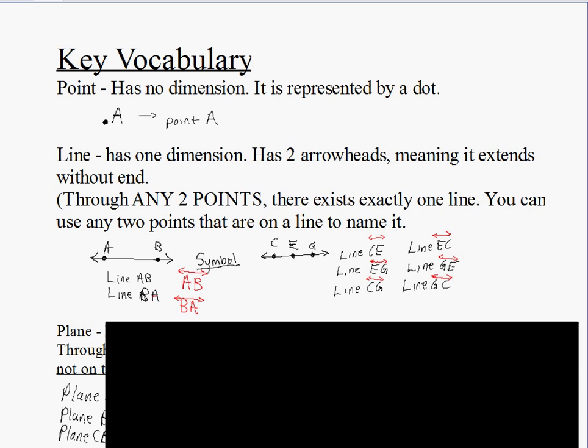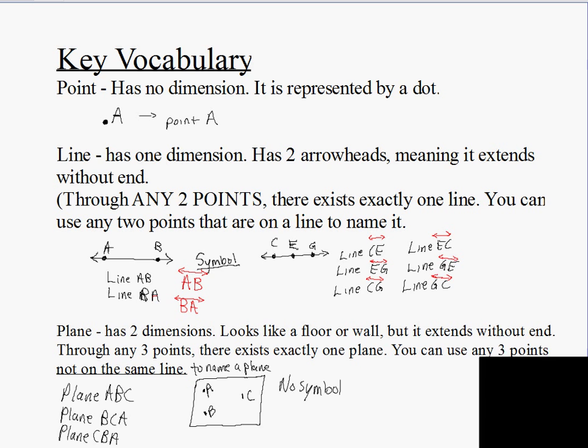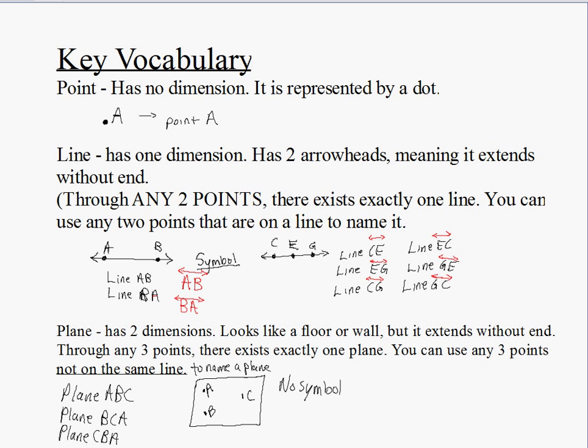The next vocab word that we want to focus on is the plane. Students initially have problems with this definition. I want you to think of a flat surface, any flat surface that extends without bound. It looks like the wall, the floor, the screen of your phone, the table, basically any flat surface that extends without end. Think of this computer screen: we're going forever this way, forever this way, forever this way, and forever this way. So any flat surface.